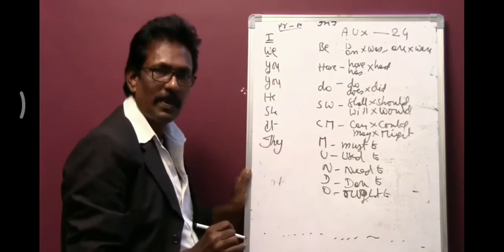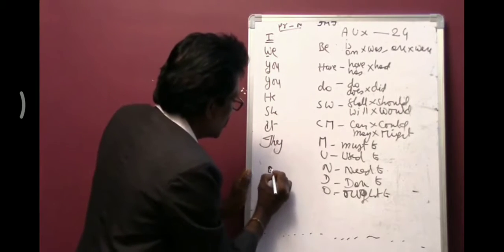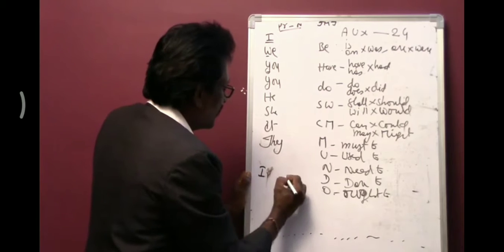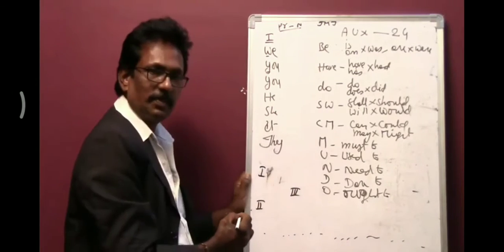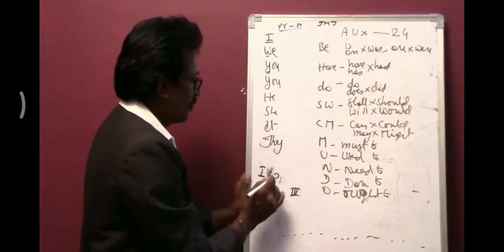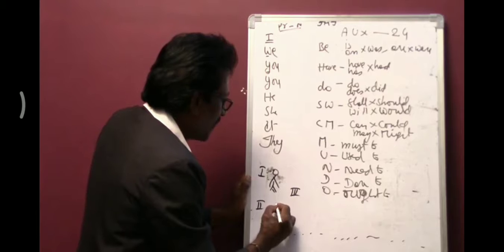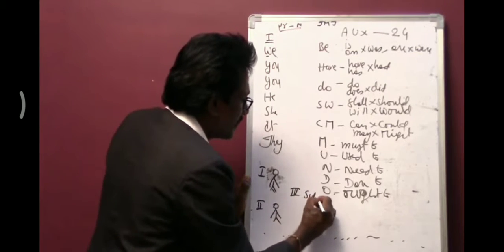So how many persons are there in this world? There are three persons. Who are they? First person, second person and third person. Who is the first person? Speaker is the first person. Who is the second person? Listener is the second person. Who is the third person? And the subject is the third person.